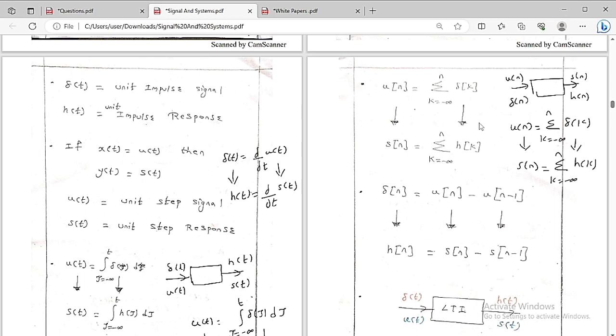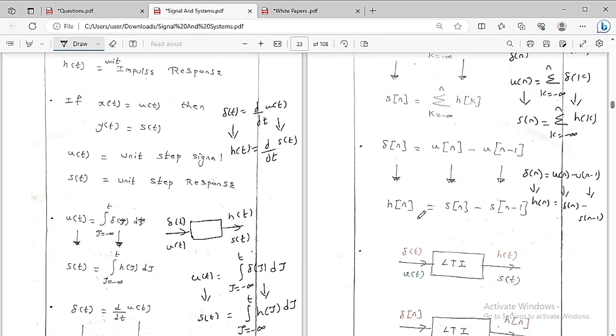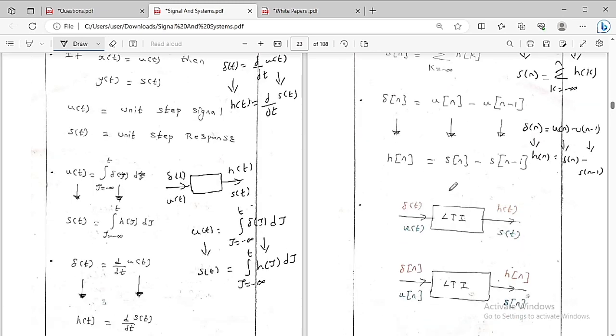We can write it in the reverse also, delta of n. So how can you write delta of n? Delta of n is equal to u of n minus u of n minus 1. Then what is the delta of n response? h of n. And what is the u of n response? s of n. The u of n minus 1 response is s of n minus 1, because the system is an LTI system. So h of n is equal to s of n minus s of n minus 1. So you can see clearly here, if you know one thing, you can get the other thing in a fraction of a second.